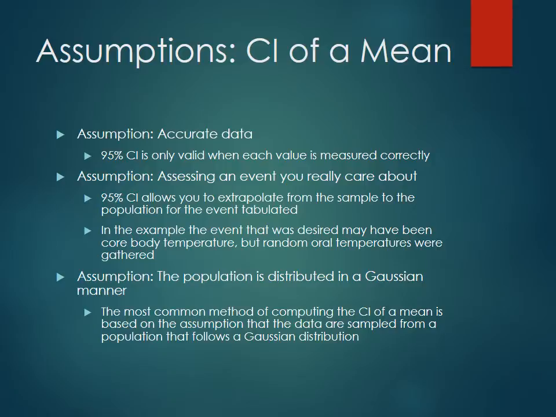And then the other thing you want to see is that the population is distributed in a normal manner or a Gaussian manner, right? So again, it should be that bell-shaped curve. It should be normally distributed data. Again, there's lots of tests for normality you can run to actually see whether or not your population was truly normal.